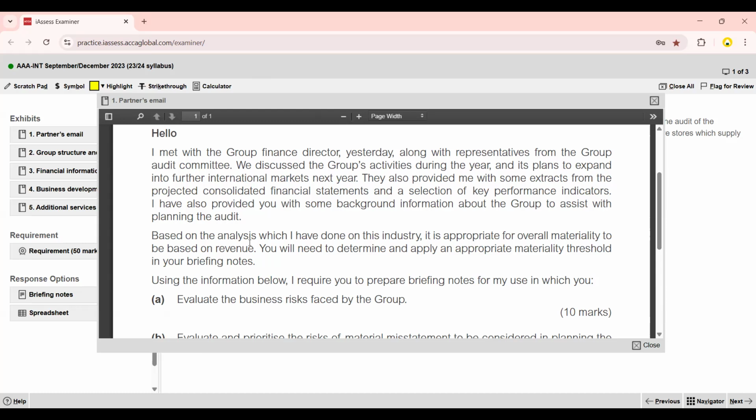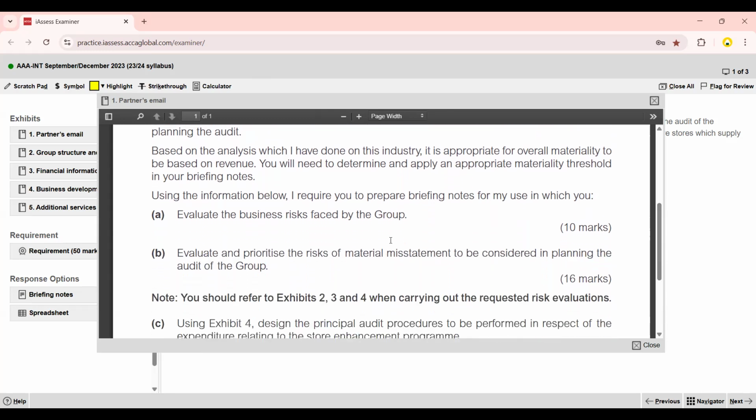the business risk faced by the group. Part B, evaluate and prioritize. Even if the examiner does not mention it, we have to prioritize the risk of material misstatement based on the materiality amount. Also, evaluate means we have to give the conclusion. It's important only in case of audit risk or risk of material misstatement. Evaluate and prioritize the risk of material misstatement to be considered in planning the audit of the group.